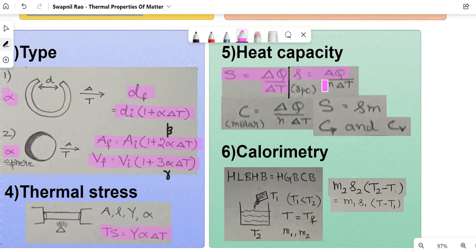So it's the same formula, but the formula here in the denominator has m, which means just heat capacity means heat required to raise temperature by 1 degree, whereas over here it would be per unit mass. So that's why it would be equal to delta Q by m delta T. That is specific heat capacity.